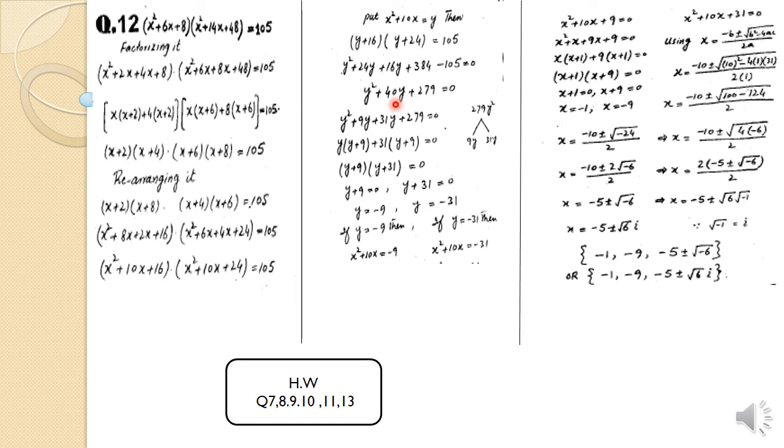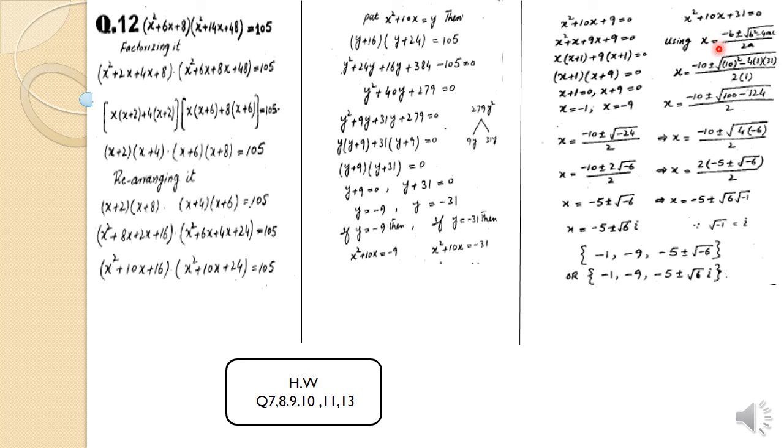Then multiply these two brackets and simplify this equation, then it becomes a quadratic equation. Now, it's up to you, you can directly apply the quadratic formula, or you can factorize this equation. After factorizing, you will get the values y equals minus 9 and y equals minus 31. So you put these values in this equation, x² + 10x equals y. Both equations become quadratic, and simplifying we get x equals minus 1 and x equals minus 9.